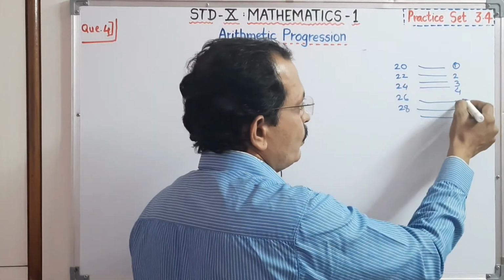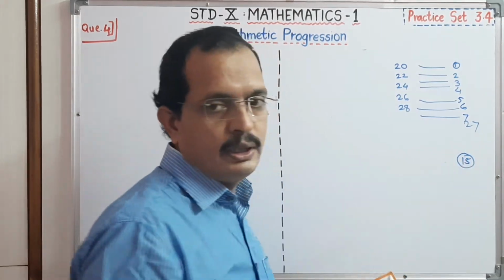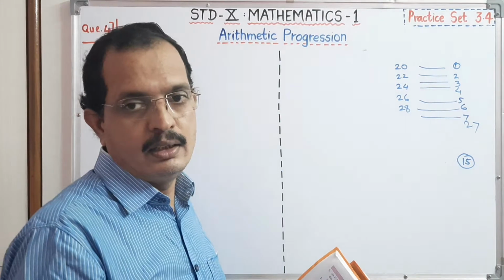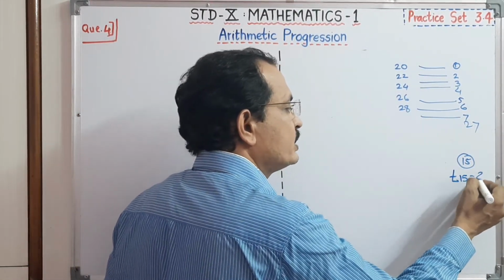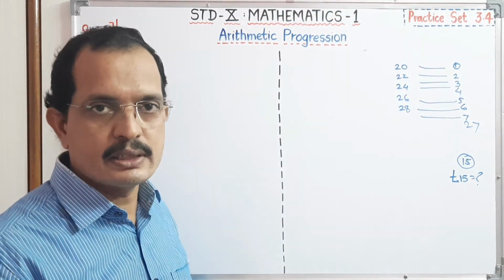Like this there are row 5, 6, 7. This is the 15th row. In this 15th row, how many seats are there? That we have to find out. That means we have to find out, dear student, T15. I think you understand this.